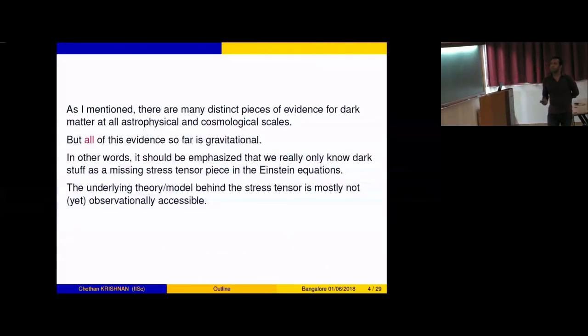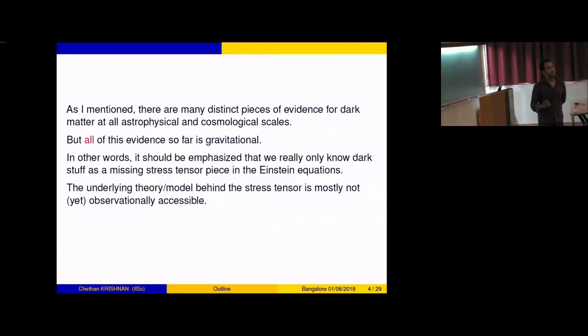As I mentioned, there are many distinct pieces of evidence for dark matter at all astrophysical and cosmological scales, but all of this evidence so far is gravitational. In other words, it should really be emphasized that all of the evidence we know for it is coming from a missing stress tensor piece in the Einstein equation.